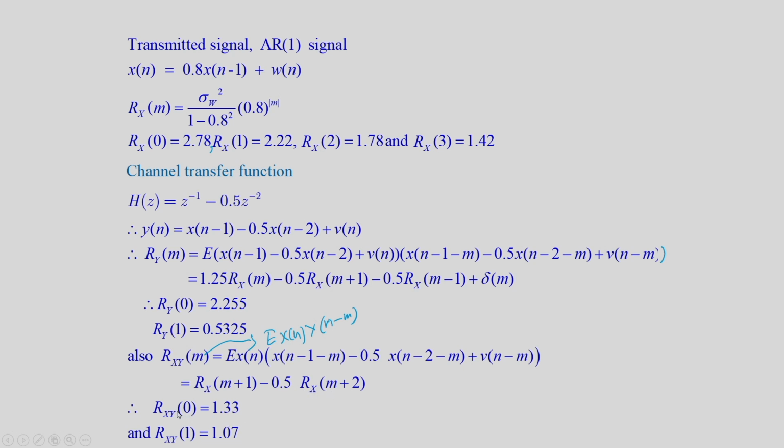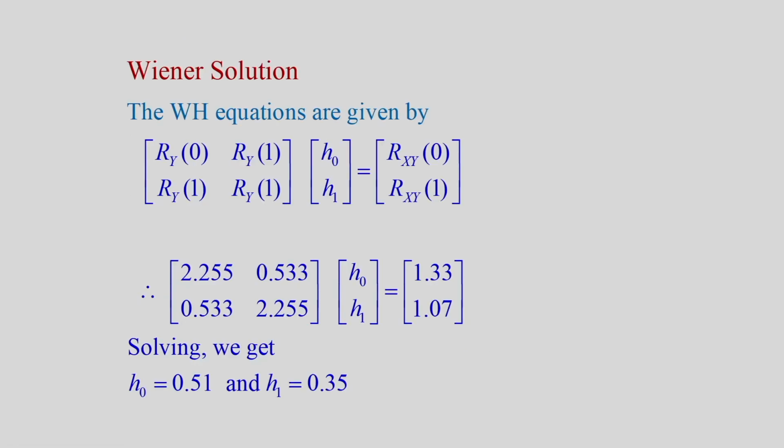It means that Rxy of 0 is equal to 1.33, Rxy of 1 is equal to 1.07. We have here Ry of 0 is equal to 2.255, Ry of 1 is equal to 0.5325. So we have the autocorrelation and cross correlation values, so we can solve the Wiener-Hopf equation.